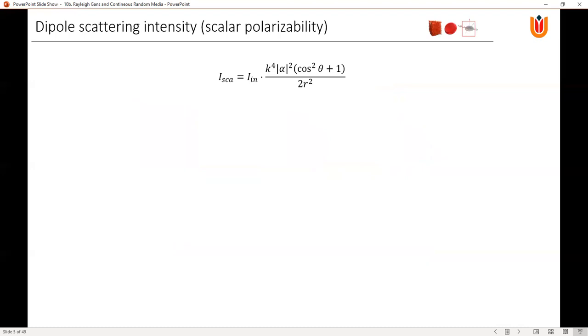So if we look at dipole scattering or small angle scattering, then we can express the scattered intensity, on the left-hand side, which is of course proportional to the incident intensity. And then there are some familiar scaling relations. So the scaling with 1 over r squared. Sorry, what does that mean?